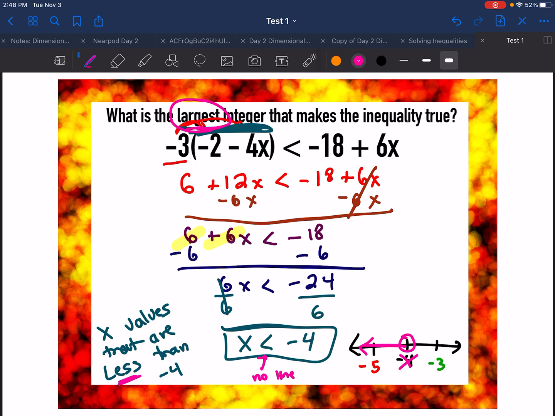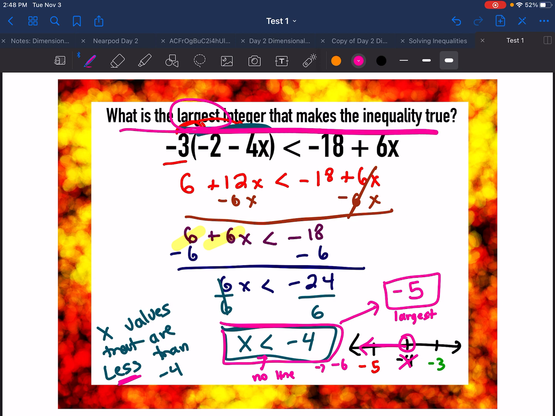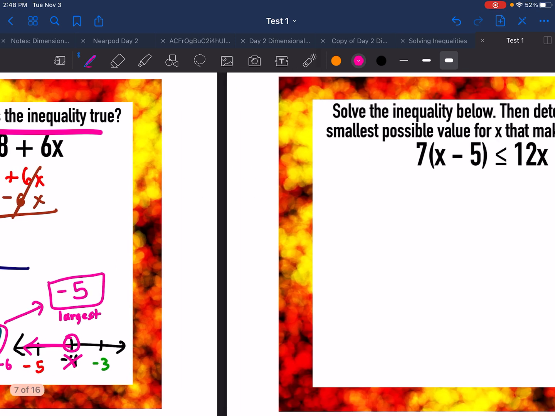Because it's a less than symbol, I go to the left. So -5 would be the largest number that makes this true. There are other answers that go to the left here, like -6, -7, but -5 would be the largest because numbers just get smaller as you go. So you kind of have two answers here. This one that you got when you solved, and then that one that actually answers the question. Okay, I'm going to have you try one on your own.